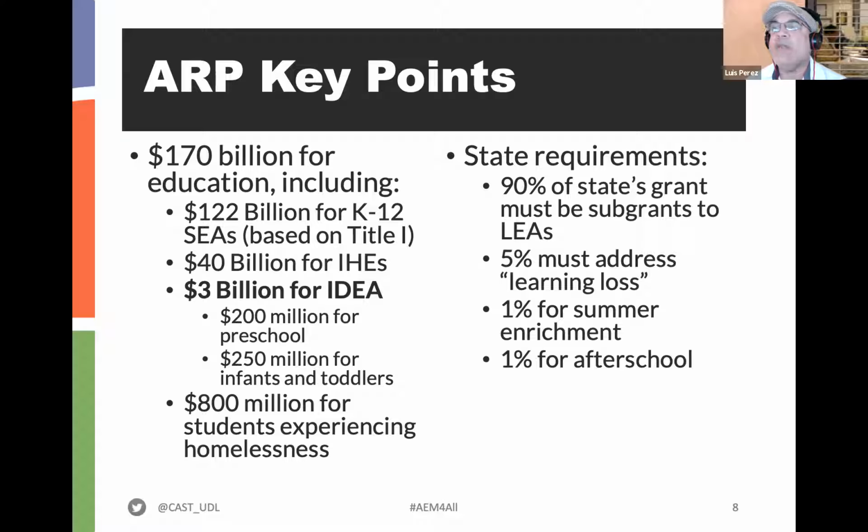But then there are also some requirements. So at the state level, there's a requirement that 90% of the state's grant must be provided in subgrants to local education agencies or LEAs. 5% of the funding must address learning loss through a variety of evidence-based interventions that address the social, emotional, and academic needs of students. 1% needs to be set aside for summer enrichment programs, and then 1% for after-school programs.